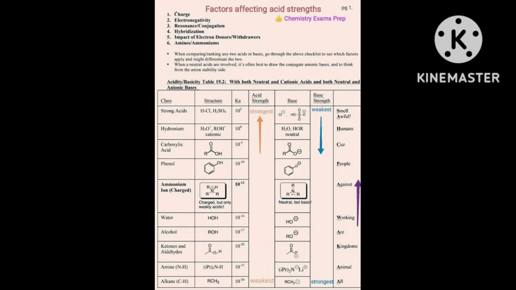Then CH4 is less acidic than NH3, and NH3 is less acidic than H2O, and H2O is less acidic than HF. This is why you can say these acids are stronger, and the same reasoning applies to bases. Now I am going to discuss the common ion effect in the ionization of acids and bases. This is again very important, and many questions are asked from this.